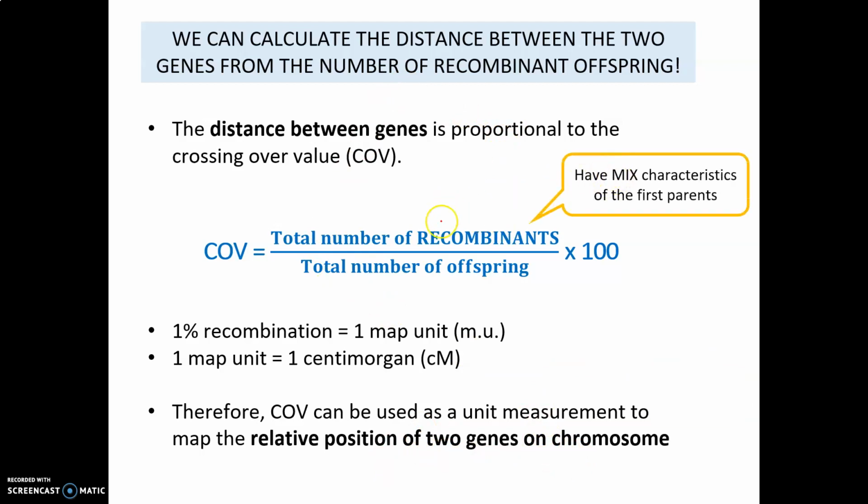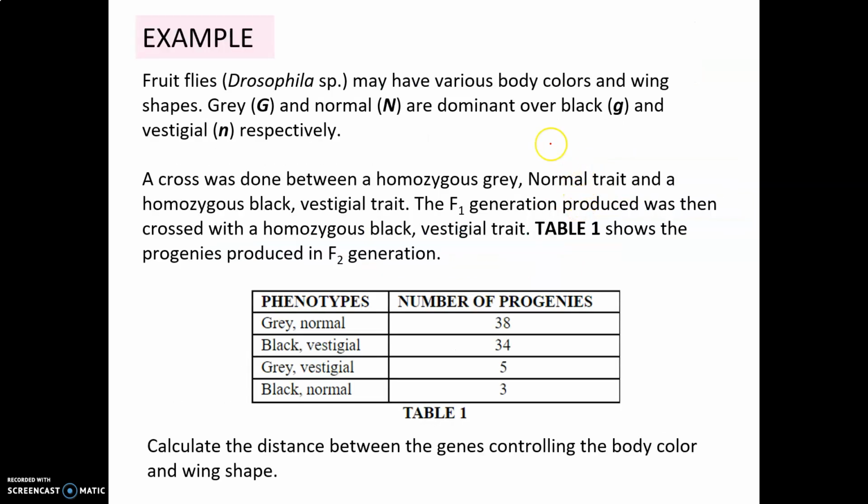Alright. Jadi apa itu recombinant offspring? Dia ada mixed characteristic of the first parents. Dia ada gabungan ciri-ciri atuk dengan nenek dia ataupun mak ayah dia. Nanti awak sendiri boleh tahulah which one is which one. Jadi in the next part of our lecture, kita akan tengok contoh terus. Kita ambil contoh daripada past questions. Mari saya tunjuk macam mana caranya nak kira COV value. Okay? Senang saja, serius senang. Nampak macam susah kan? Tapi it's very direct.